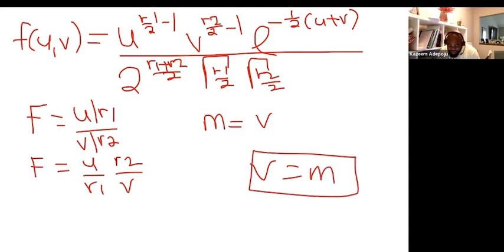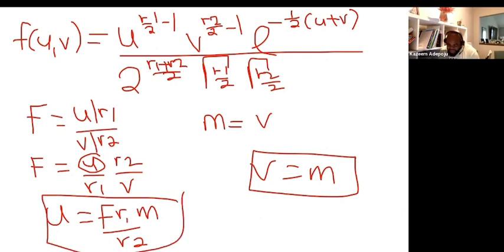I want to figure out u here. So u is going to be f r1 v over r2, and v is equal to m. Let me rewrite that very well. So this is r1. This is my u, this is my v. So these are the inverses. See the inverses now?